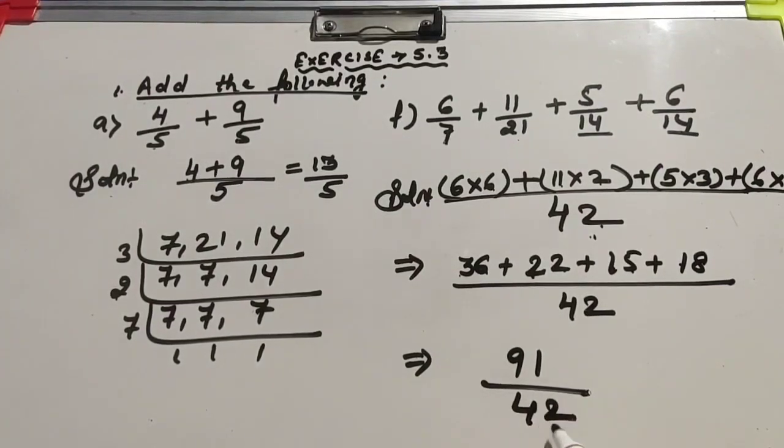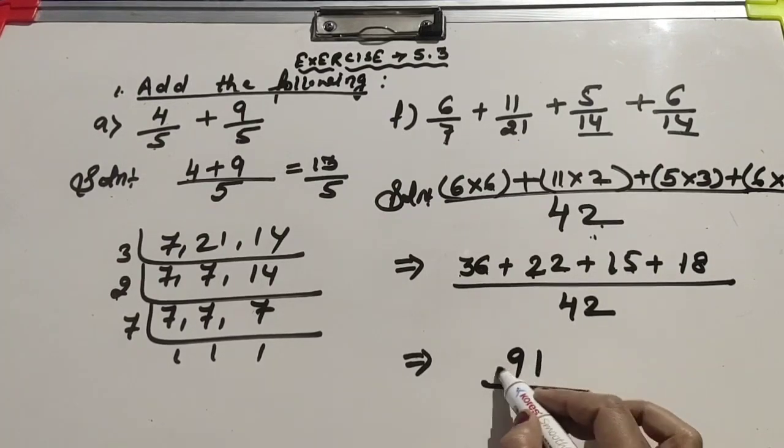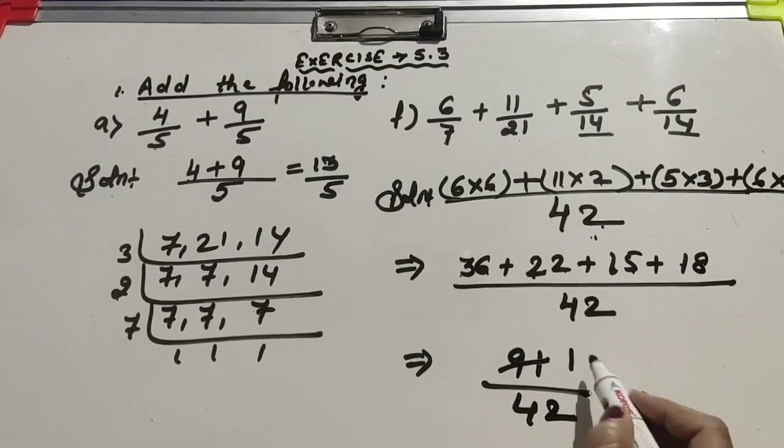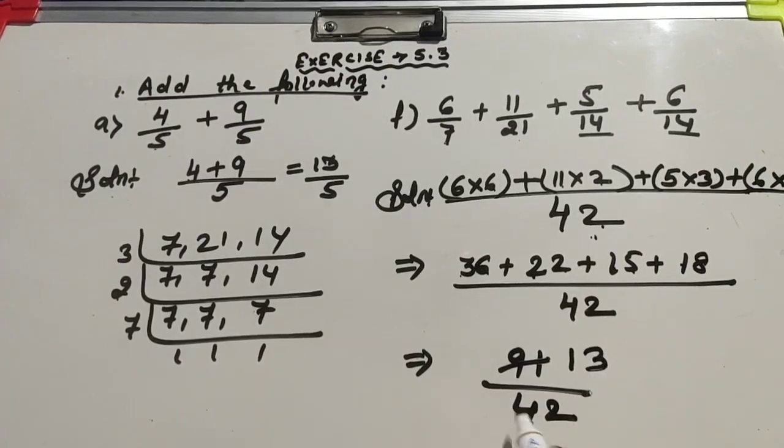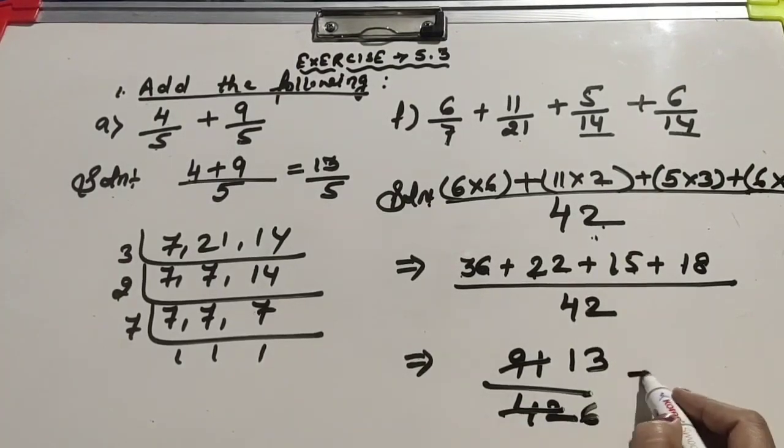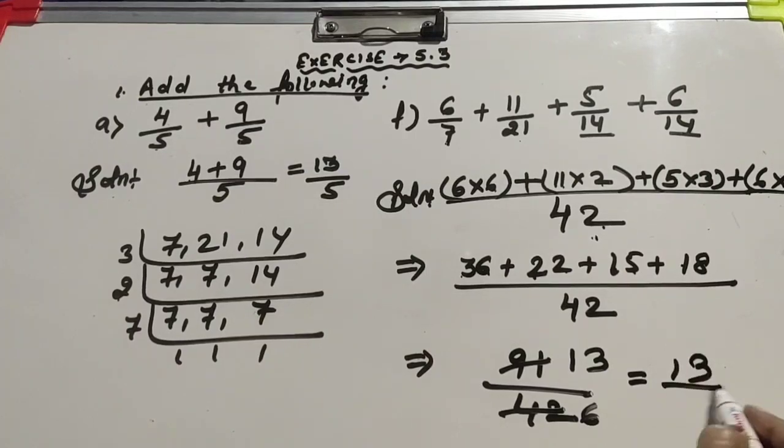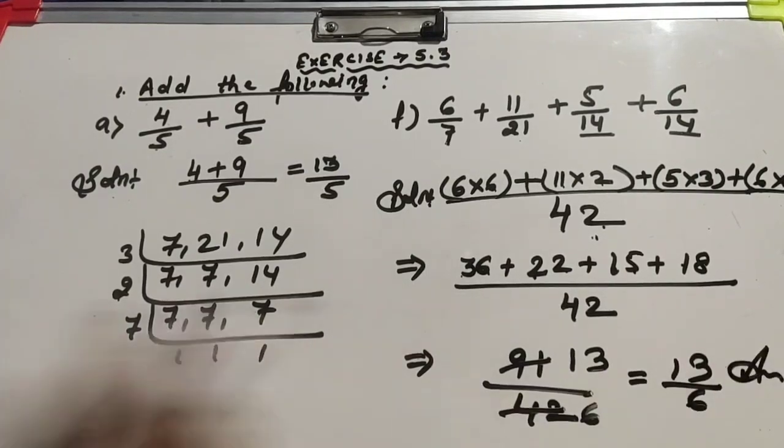In which table will both be cut? So we will go for the 7 table. 7 1 is 7, 7 13s are 91, and 7 6s are 42. So your answer should be 13 by 6. Understood?